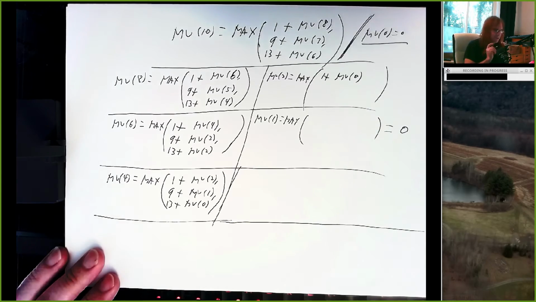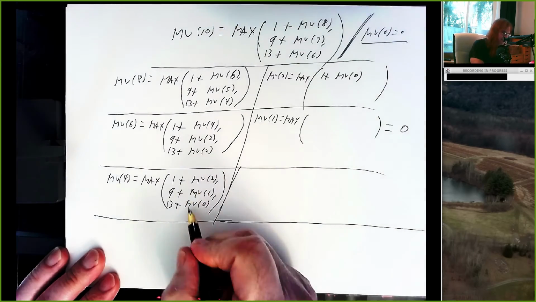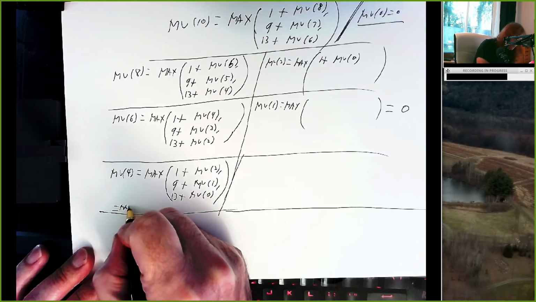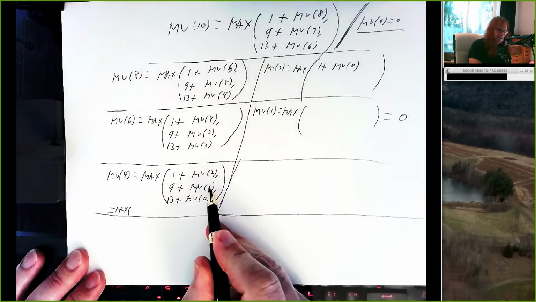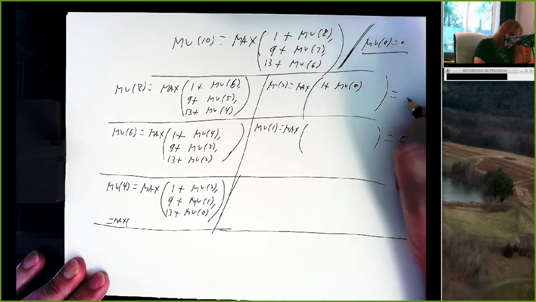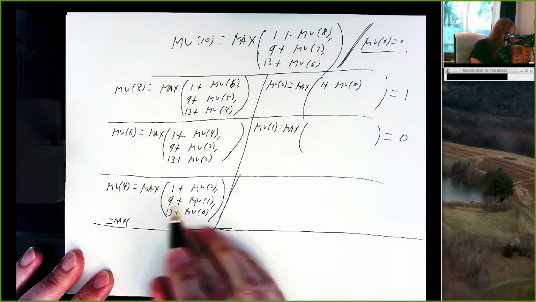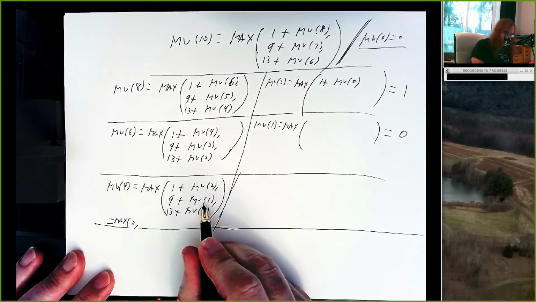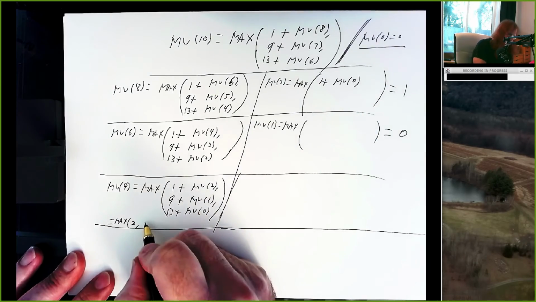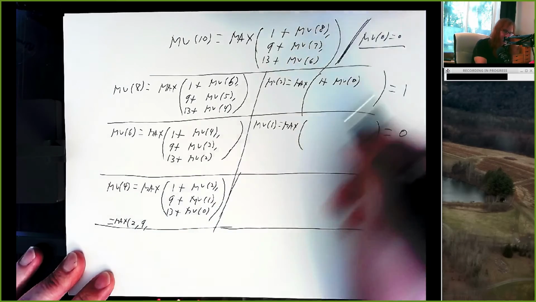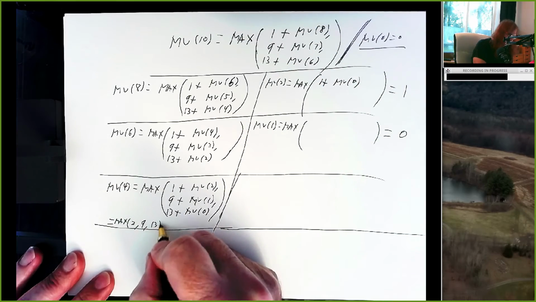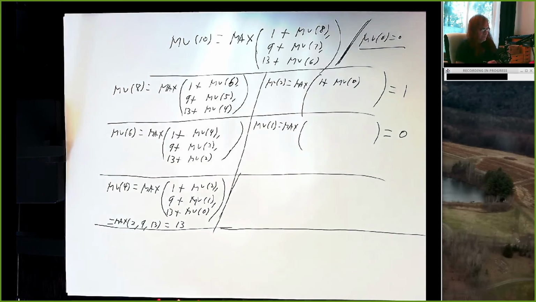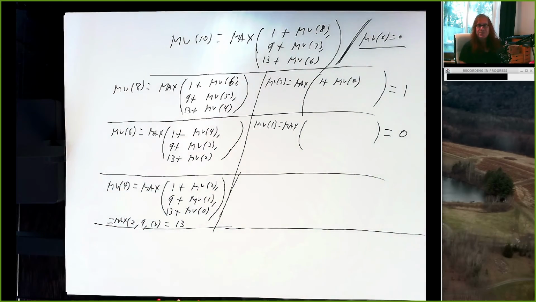Well, now we have enough data to actually complete these recursive calls. Because max val of 2 is equal to 1, so 1 plus max val of 2 will be 2. 9 plus max val of 1 will be 9 plus 0 is 9. And 13 plus max val of 0 will be 13. And so the largest will be 13. So we know max val of 4 is 13.